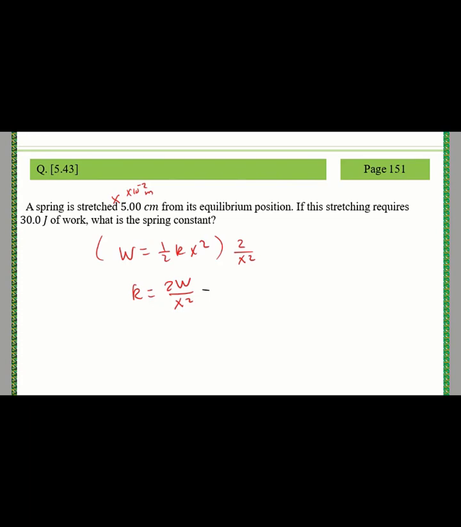Now substitute. The work is 30 joule. x is 5 centimeters, 5 times 10 to the minus 2. But that is squared, right? Then the answer is 24,000 Newton per meter or 24 kilonewton per meter.